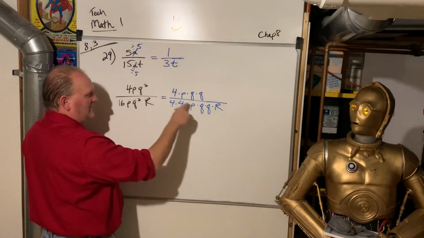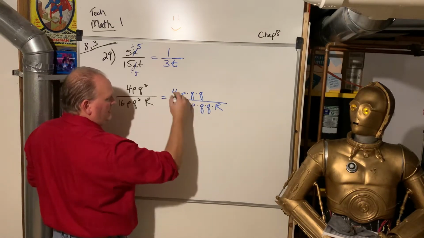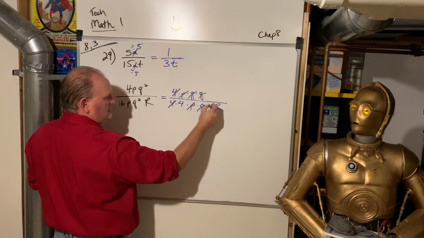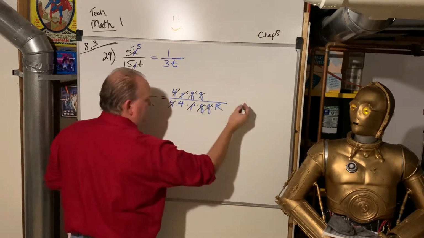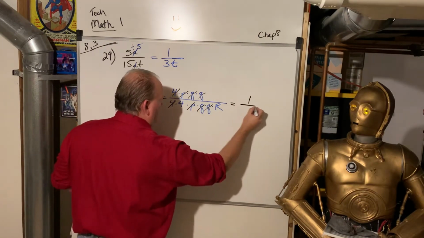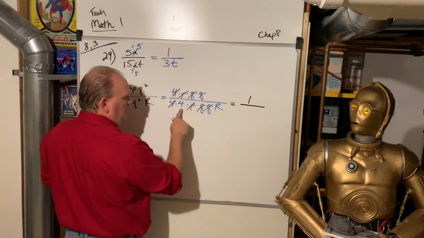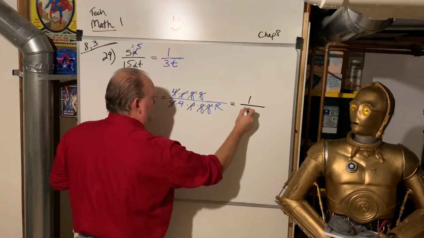So I busted them down so they're all being multiplied. 4's cancel, the p's cancel, the q's cancel. And then everything cancels off the top, so that's 1. You need a placeholder on the top. When everything goes, there's a 1 there. And then 4r on the bottom.